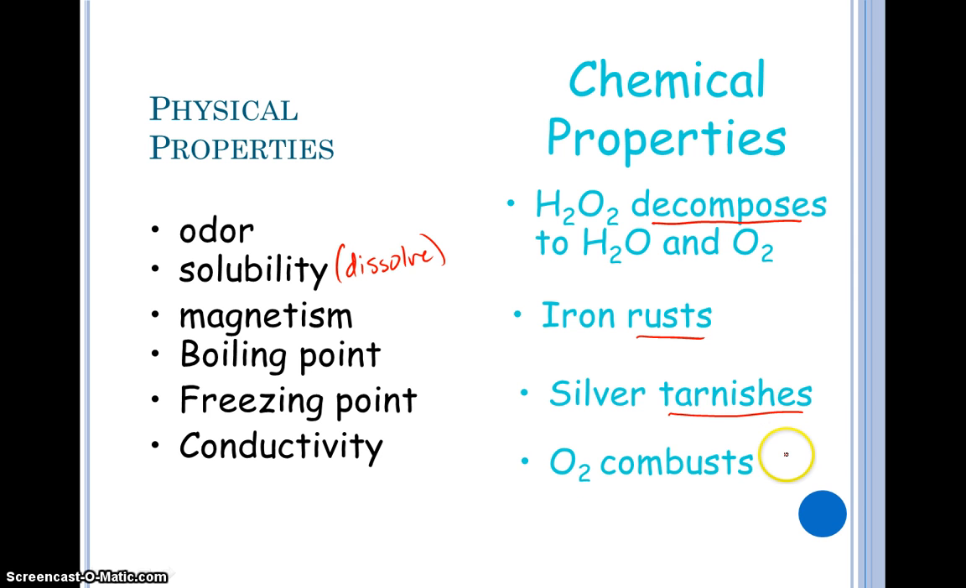And lastly, a big word that we're going to use a lot is this word combust. Your ability to combust means your ability to burn. So things like oxygen really readily burn, where other substances like plastics don't really readily burn all that well. So chemical properties are going to be a little bit more intense in their description, where a physical property is something that's easily observed.